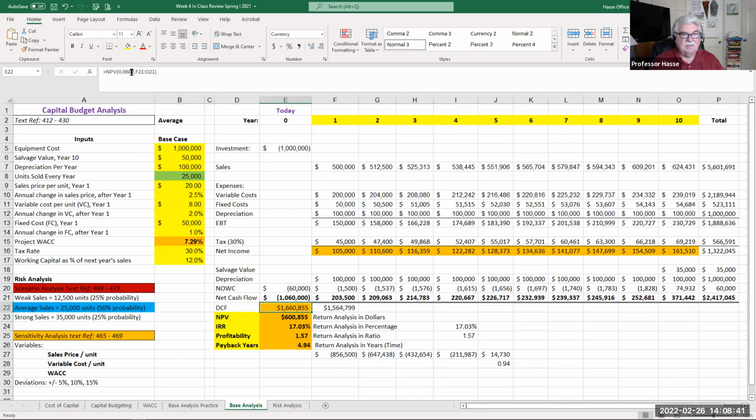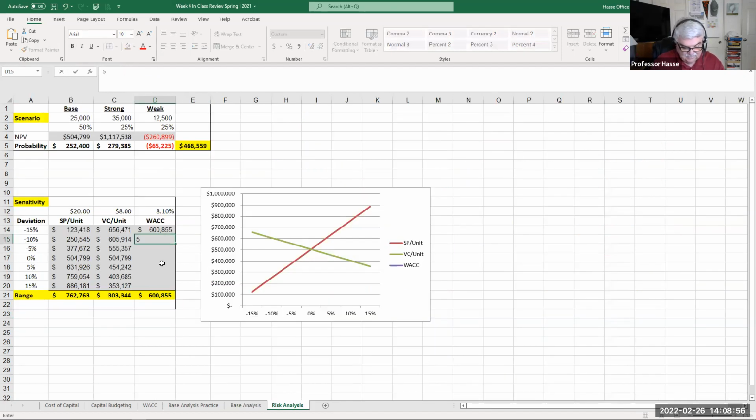So we put in 7.29 in our formula, 729, and we make 568,147 in net present value. 568,147. And our line begins to take shape again.